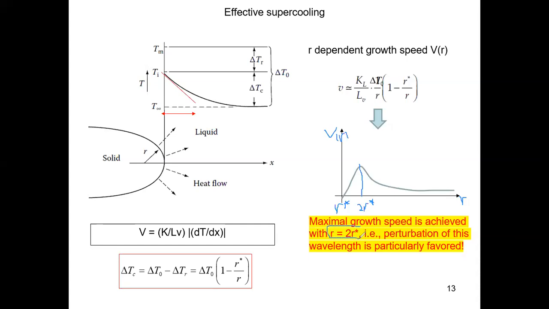So what does this mean? Okay, this is interesting, right? If we just look at one single bump, we know that whichever bump has 2 times the critical radius is going to grow the fastest, right? But in reality, in our analysis we are assuming that only a single bump exists on this flat interface, right? But this is generally not true.